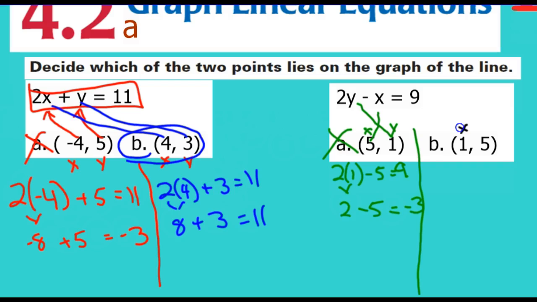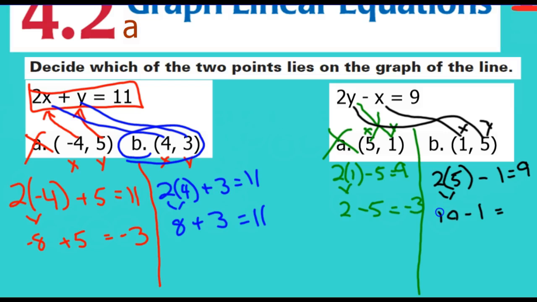So now if we try this one, this is our x and this is our y. 5 goes in for y, 1 goes in for x. So we have 2 times 5 minus 1 equals 9. 2 times 5 is 10, minus 1 equals 9. So B again works.